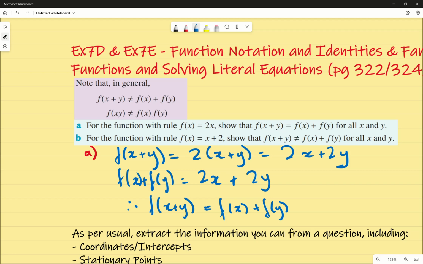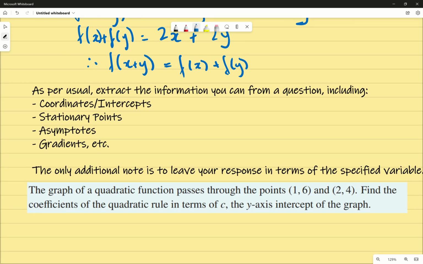Great. Moving on to content from exercise 7E. Again, it's stuff that you guys already know. The only additional thing is that there are literal equations in this situation. So literal equations, quick reminder, means that we're working with an answer or a response that does not have all constant terms. They might perhaps have pronumerals in them.